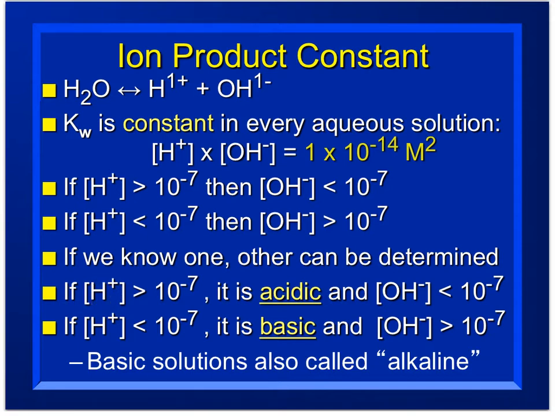So if this is bigger than 7, it's acidic. If this is smaller than 7, then we know it's going to be a basic solution. And just as a reminder also, basic solutions are also called alkaline. I don't like to use that term alkaline too much though, because sometimes kids get alkaline and acidic mixed up, but alkaline means basic.